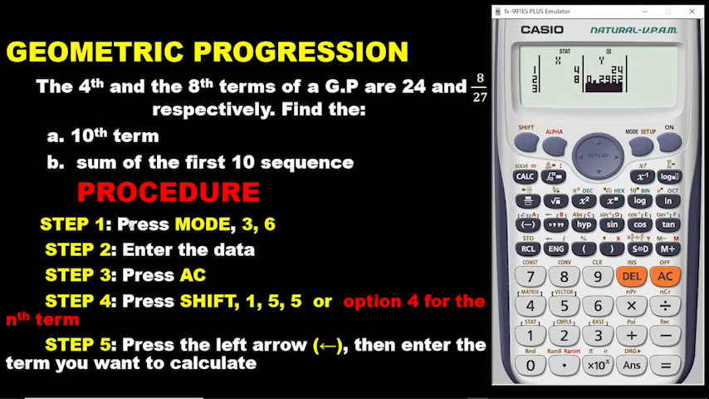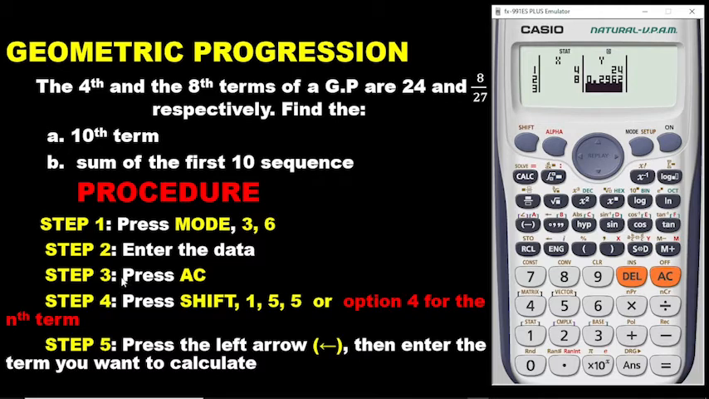So step 1, you press mode, and then you press 3, and then you press 6. We have done that. And then step 2, you enter the data, and that's what we have done. Remember, we said that under the x coordinate, you put the number of terms, and below the y coordinate, you indicate the corresponding values for the term. Now, once you are done, don't forget your calculator will save the data you have entered automatically.